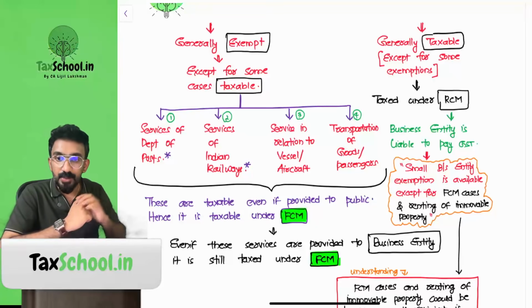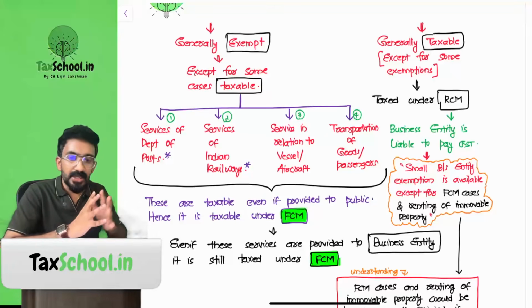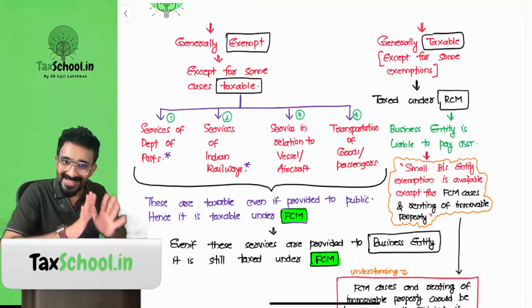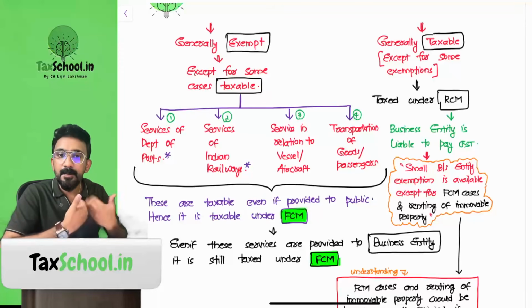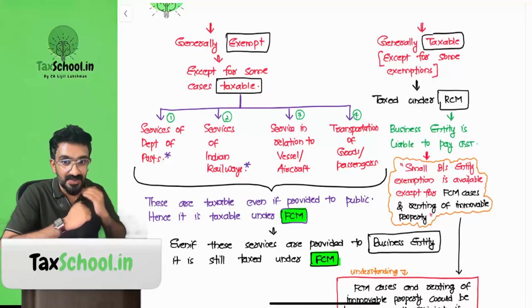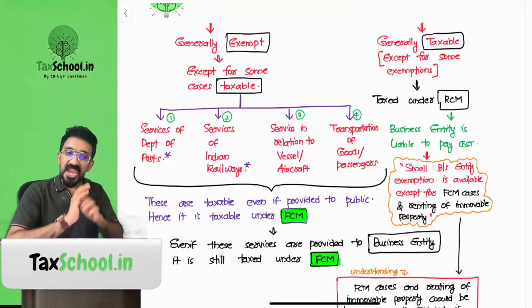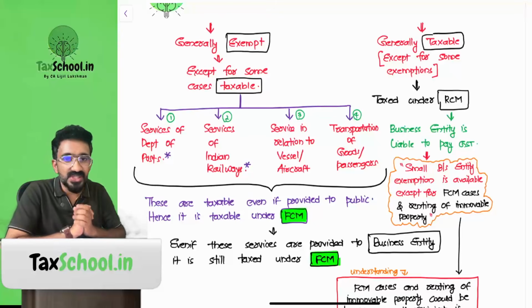Now, you can see that I've put an asterisk mark to give you an understanding that whenever it is taxable, it will be taxable under FCM because it is taxable to public. However, some of the cases of Department of Post services are also exempted, not entirely taxable, but some are exempted. I used to even call the exempted services of Department of Post useless exemptions because most of the services which are exempted are not very popular, age-old services that we do not generally avail.